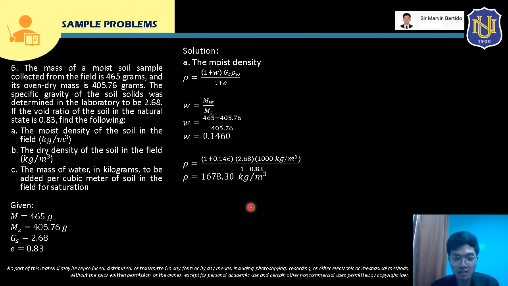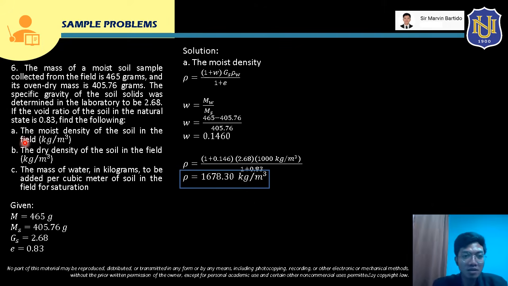So let's input that in our calculator. I-check ko lang, ha? So 1 plus 0.146 times 2.68 times 1,000 over 1 plus 0.83. So yan, class, ay 1,678.30 kilogram per meter cube. So this is already the moist density of the soil.